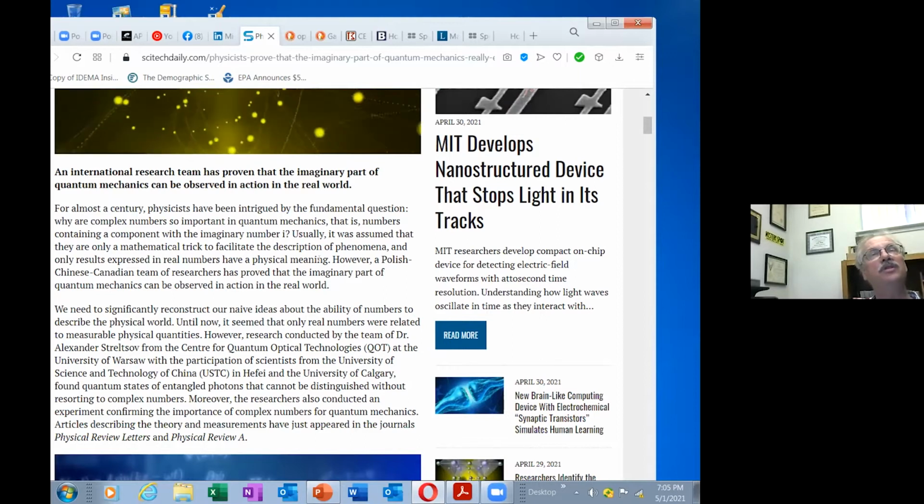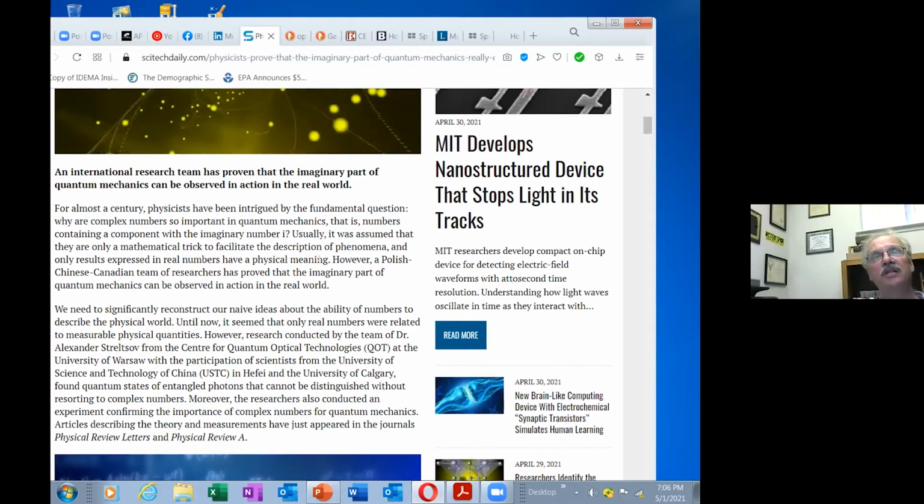Usually it was assumed that they are only a mathematical trick to facilitate the description of phenomena, and only results expressed in real numbers have physical meaning. However, a Polish-Chinese-Canadian team of researchers has proved that the imaginary part of quantum mechanics can be observed in action in the real world. We need to significantly reconstruct our naive ideas about the ability of numbers to describe the physical world. Until now, it seemed that only real numbers were related to measurable physical quantities.